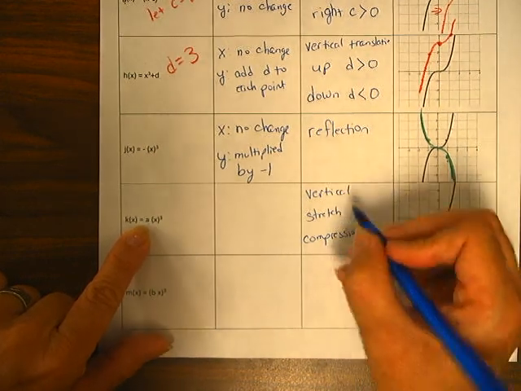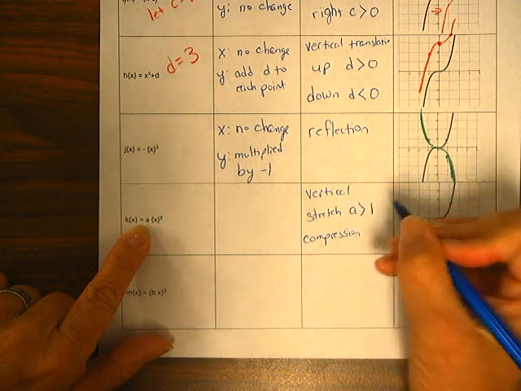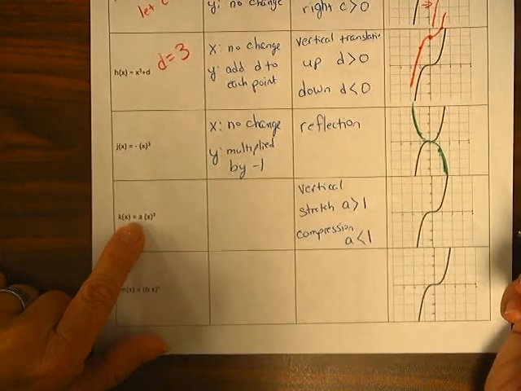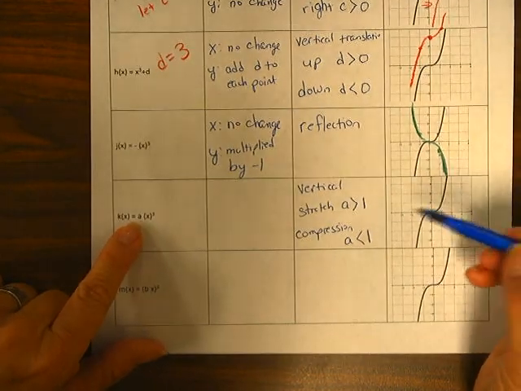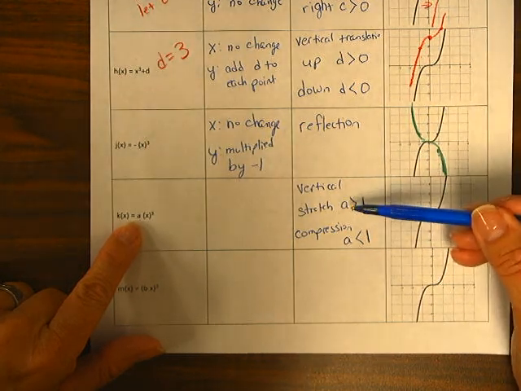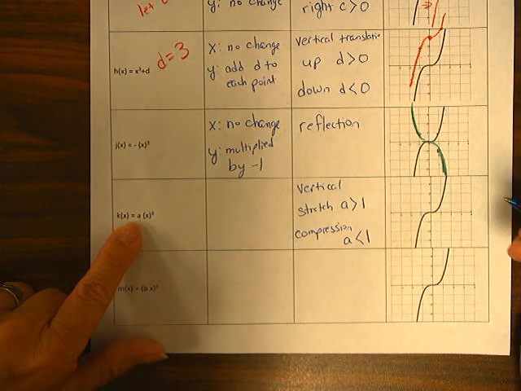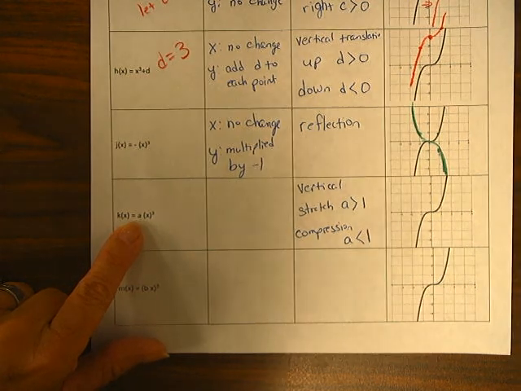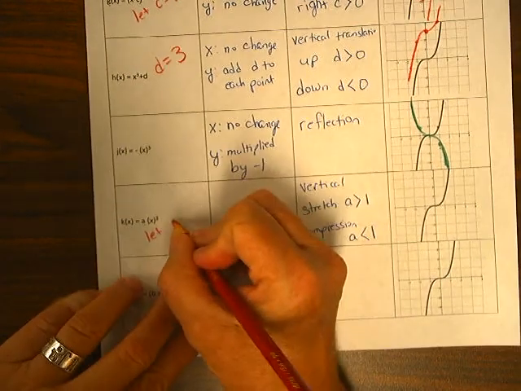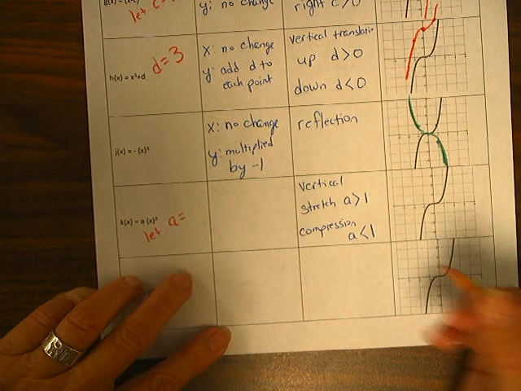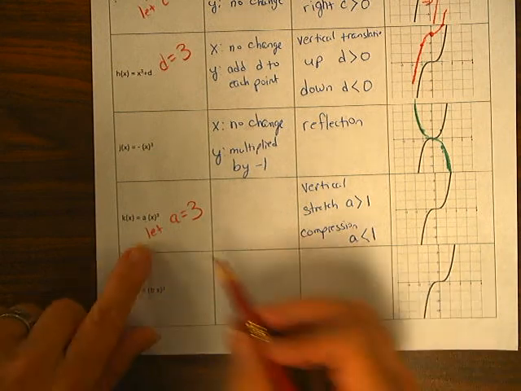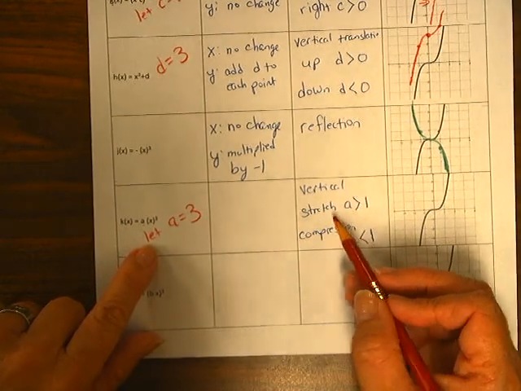We get a stretch if a is bigger than 1, and we get a compression if a is less than 1. Don't worry about the sign, whether a is positive or negative, because all that does is control whether it's reflected or not. The actual value of a will tell you the stretch or compression. So let's see what happens here. If we let a equal, let's do 3. Okay, so if we're letting a equal 3, it's bigger than 1, so it should stretch.